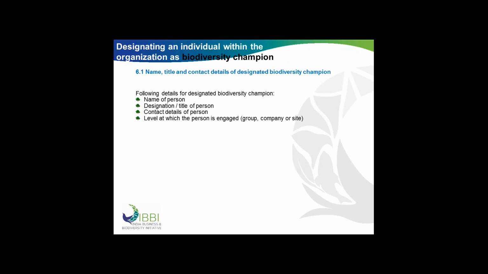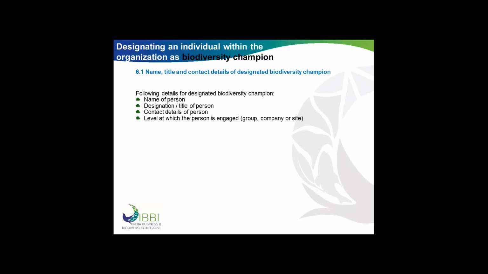So now we look at the remaining five declaration points, and the first is declaration point number 6, which is designating an individual within the organization as a biodiversity champion. We divided this section into a single point, section 6.1, which is also a core indicator. So the company needs to provide details of a person designated as a biodiversity champion within the organization.